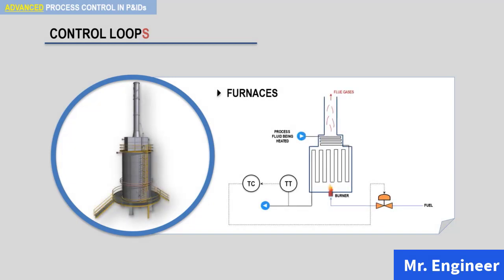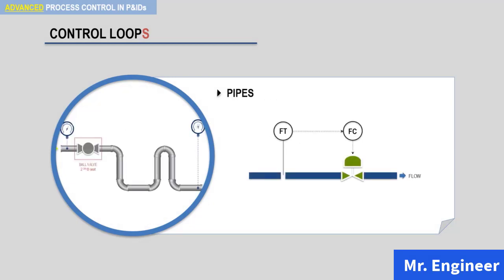Now, you may be surprised to see pipe control in this section, since a pipe is not a piece of equipment. Even though this is the case, the different control procedures for pipes are very popular in process industries, and you cannot find a single P&ID without a pipe control loop. For this reason, you must learn how pipe control loops are represented on your P&IDs.